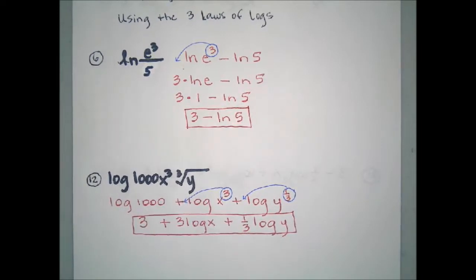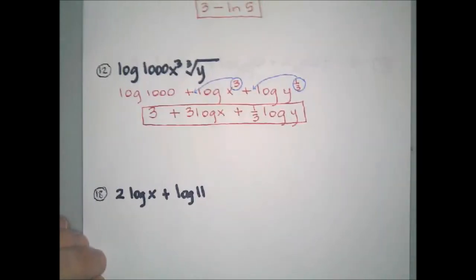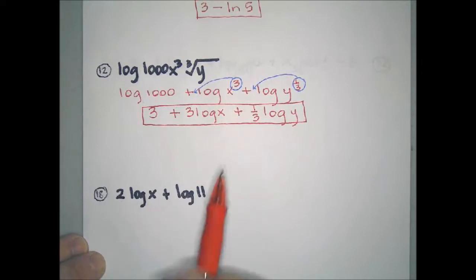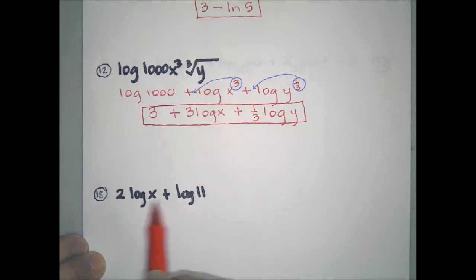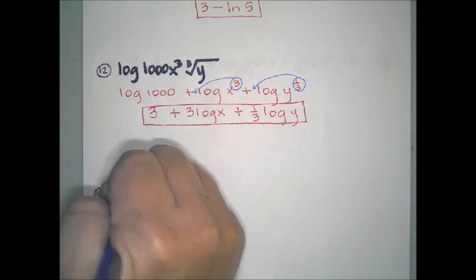Now, moving on to problem number 18. 2 log x plus log 11. If I'm going to simplify this, I see it as a double log with addition, so it's going to ultimately be a single log with multiplication. But before I do that, I need to do this.